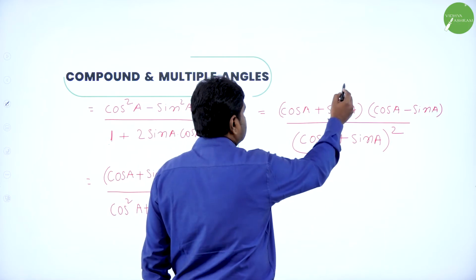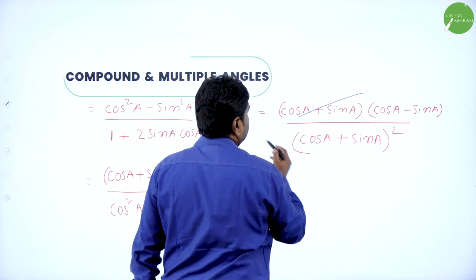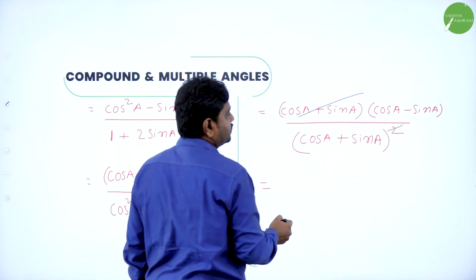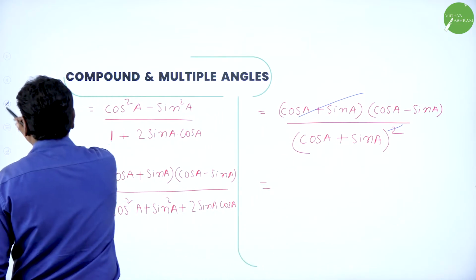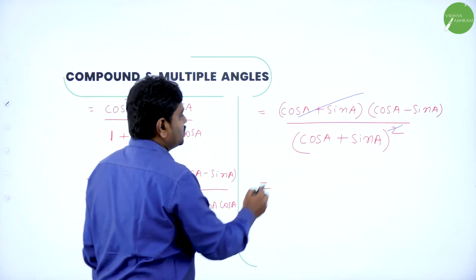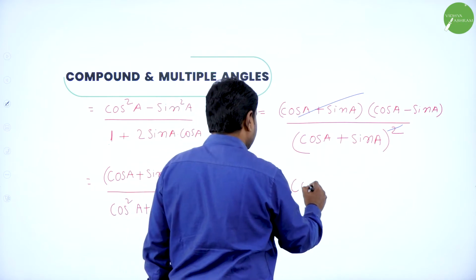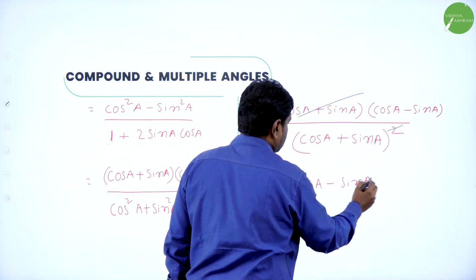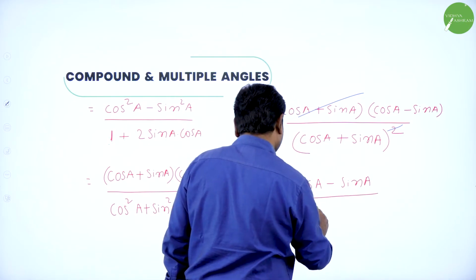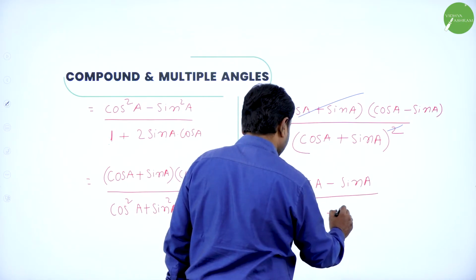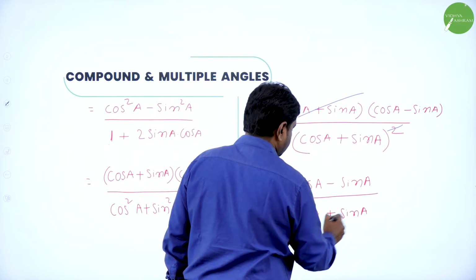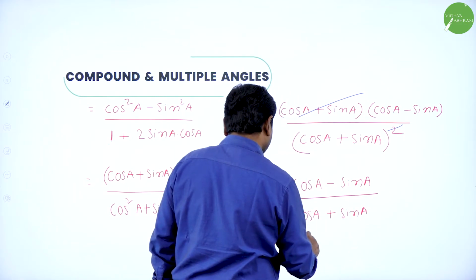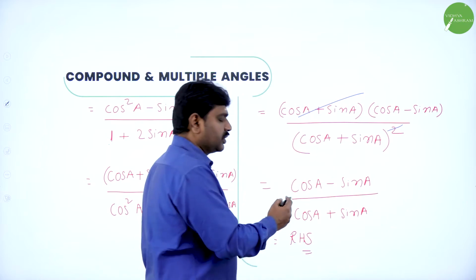Now one cos A plus sin A in the numerator and one in the denominator, one term cancels. Whatever is left out, write it. That will be your RHS. What is left out now? Cos A minus sin A divided by cos A plus sin A. This is the RHS, hence the proof. This is what they want you to do.